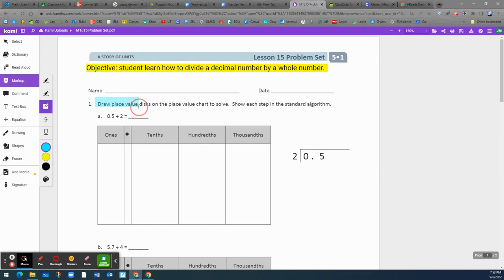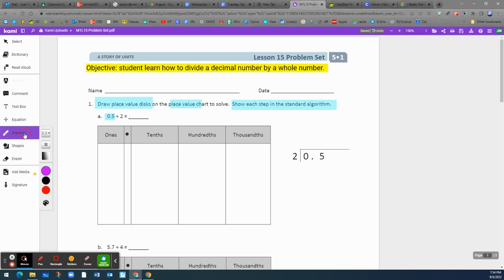Draw place value disks on the place value chart to solve. Show each step in the standard algorithm form. All right, let's begin. We have a division that says 5/10, which is a number less than 1, is going to be divided into two groups. Let us do that right now.